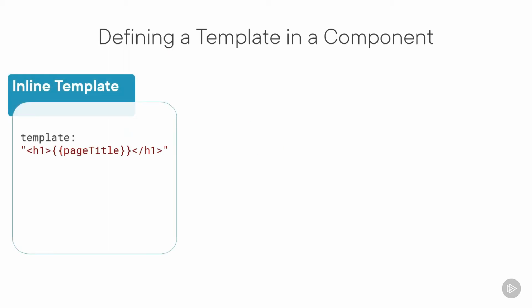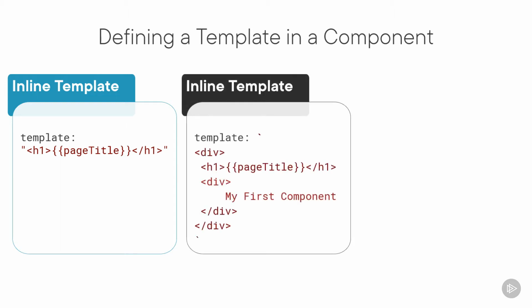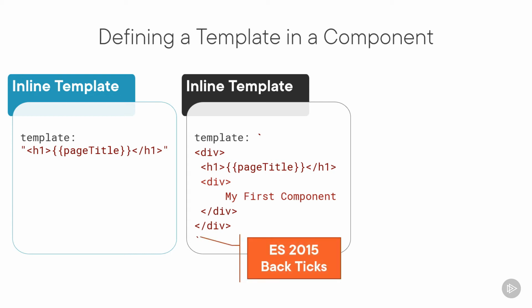We can use the template property and define an inline template using a simple quoted string with single or double quotes. Or we can define an inline template with a multi-line string by enclosing the HTML in ES 2015 backticks. The backticks allow composing a string over several lines, making the HTML more readable. We used this technique to build our template in the last module.